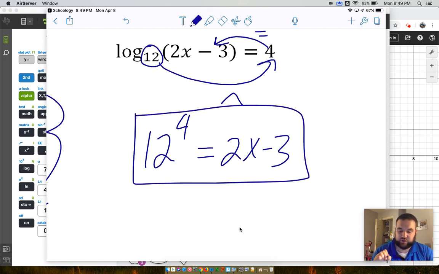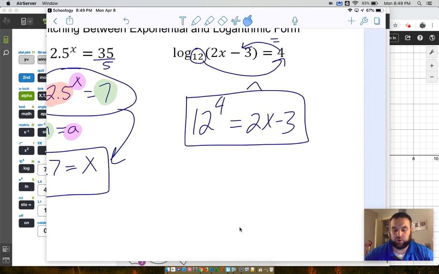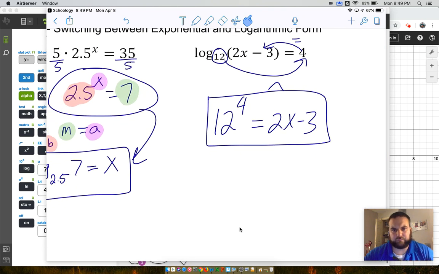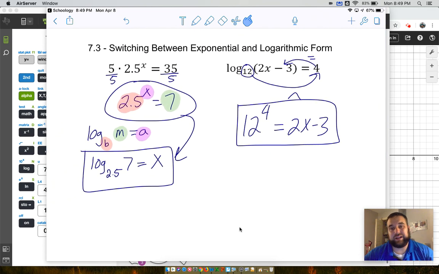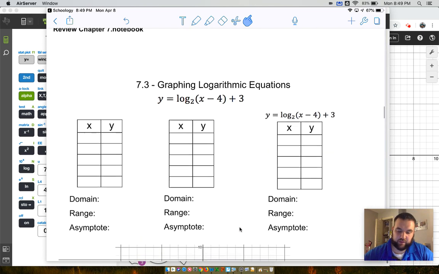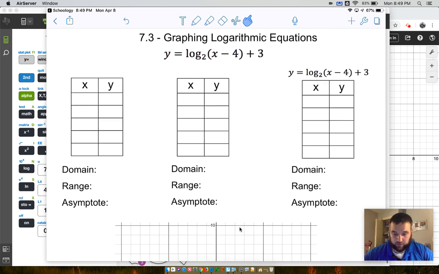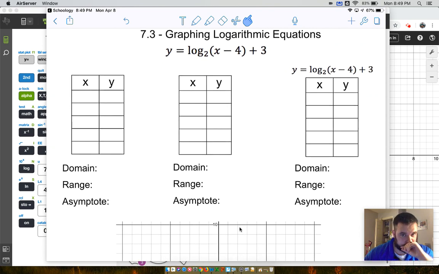If you're just asked to write it in exponential form, if you're asked just to write it in logarithmic form, that would be the end of it. Again, you could go ahead and solve for x. In this context, we weren't asked to, so we would leave it like that. That was the first thing we did in 7.3. And then because we knew what logarithms were, we wrapped up.